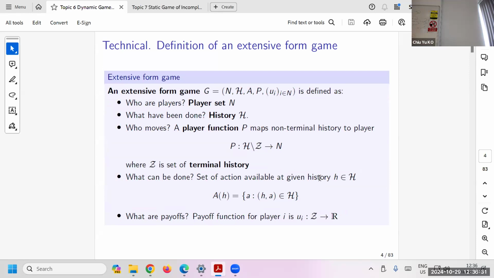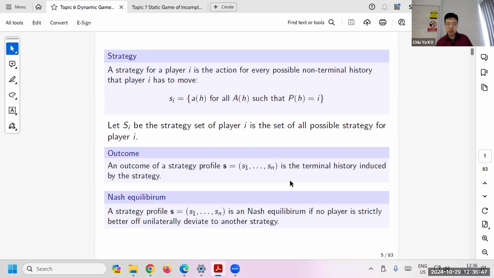You have to specify the payoffs for all possible histories. Sometimes you are tempted not to define everything carefully. This is the part I want to mention, because when you write tests, you have to make sure that you don't miss those, okay?